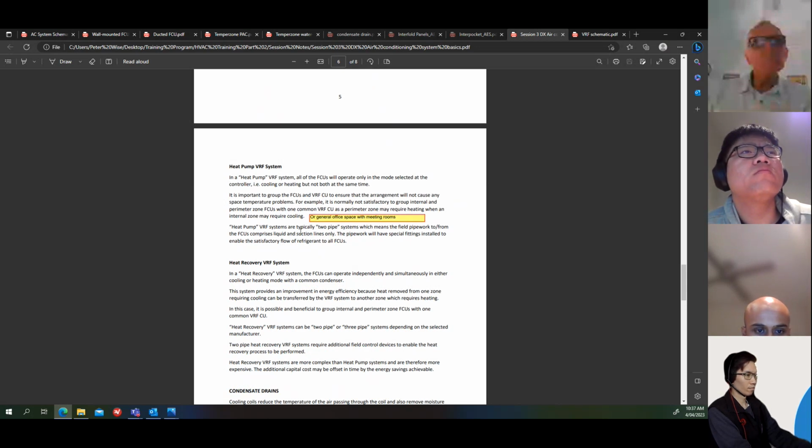Heat pump VRF systems are typically two-pipe, which is liquid and suction, as we said before. The pipe work will have special fittings installed to enable satisfactory flow of refrigerant to all fan coil units. So that's what we looked at before in that schematic.